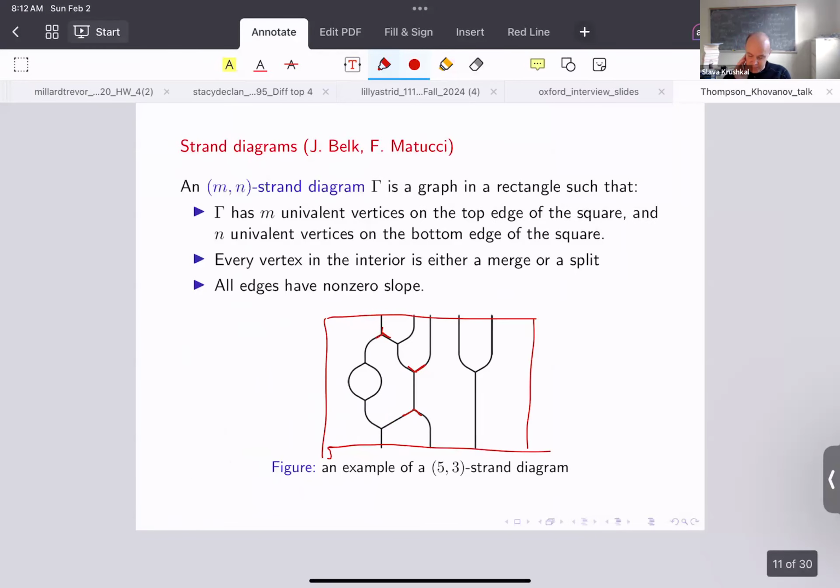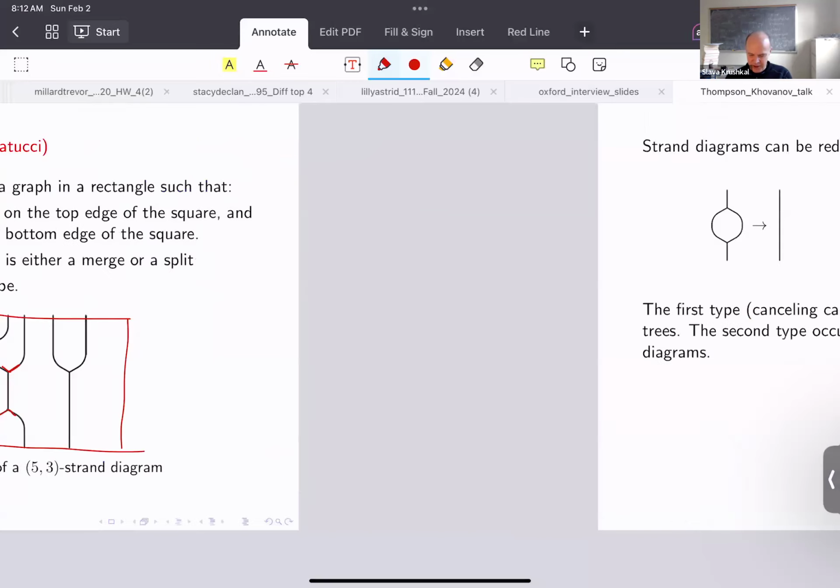So let me just mention one more thing, that if you wanted to think about pairs of trees, this will be a 1-1 strand diagram. If there is a single point on the top and a single point on the bottom, then this reduces to the previous discussion of pairs of trees. This is just a generalization to more points on the top and the bottom.